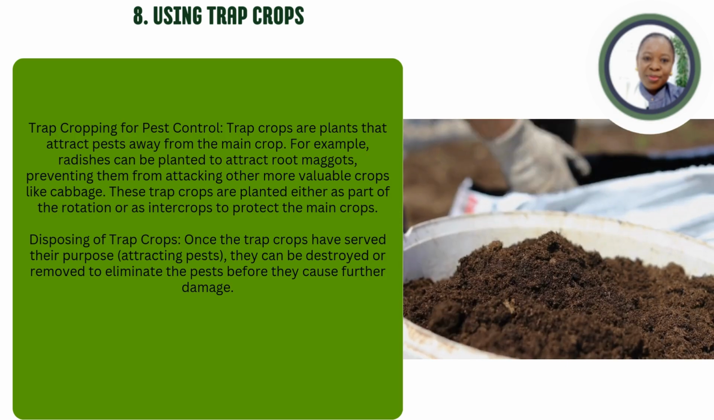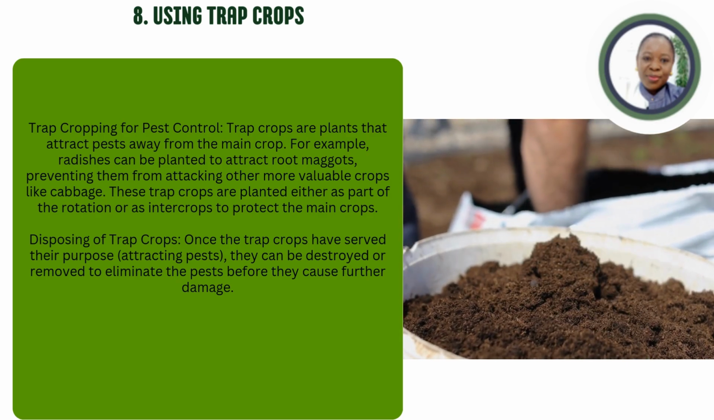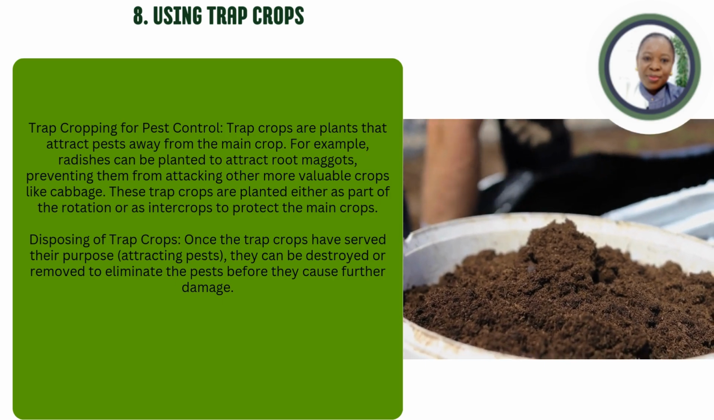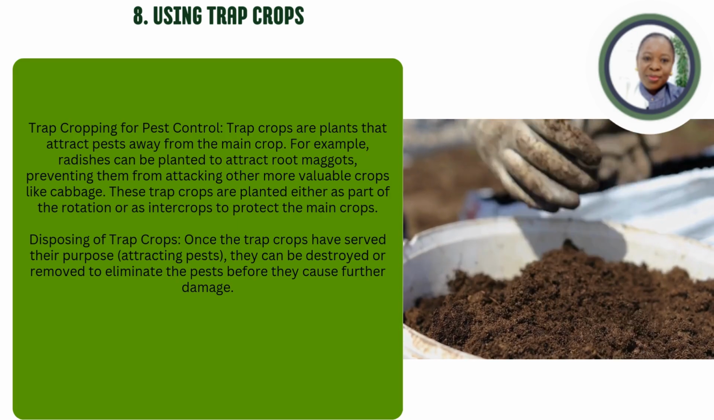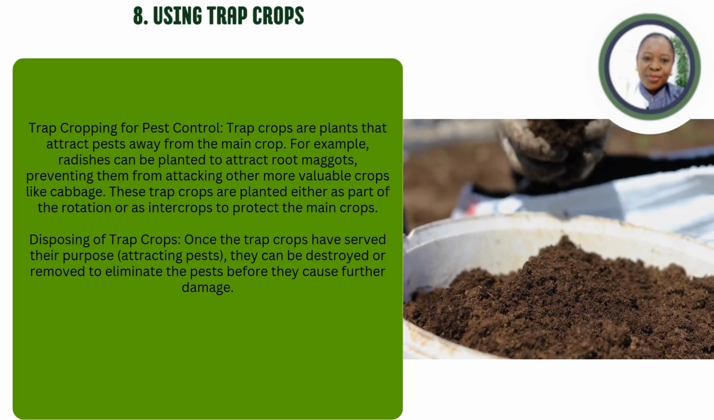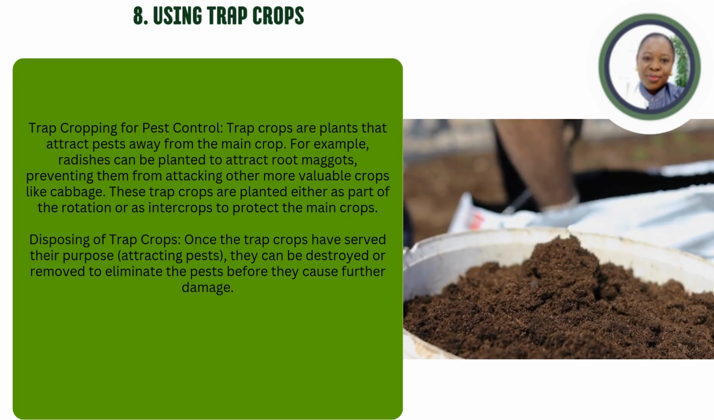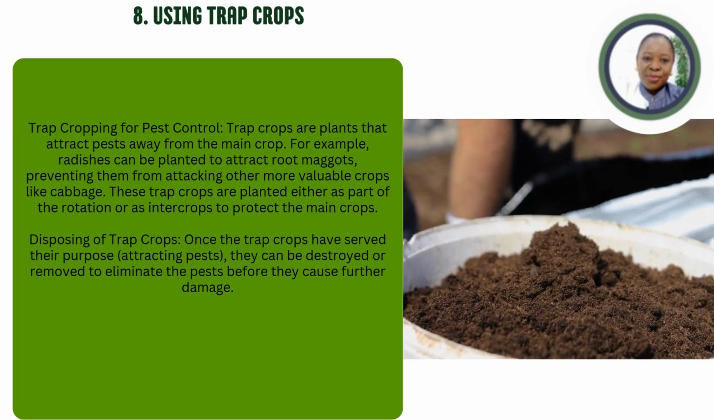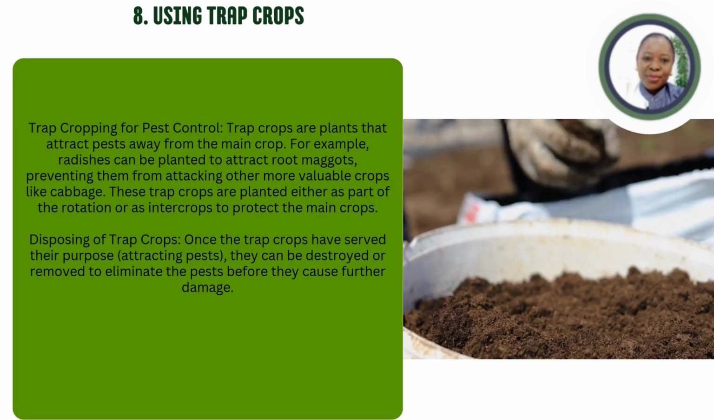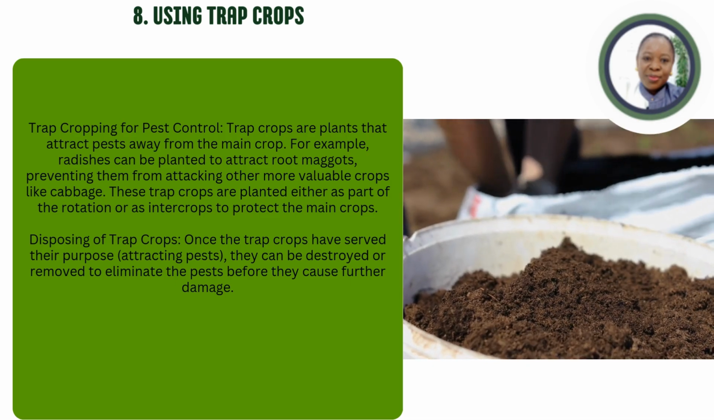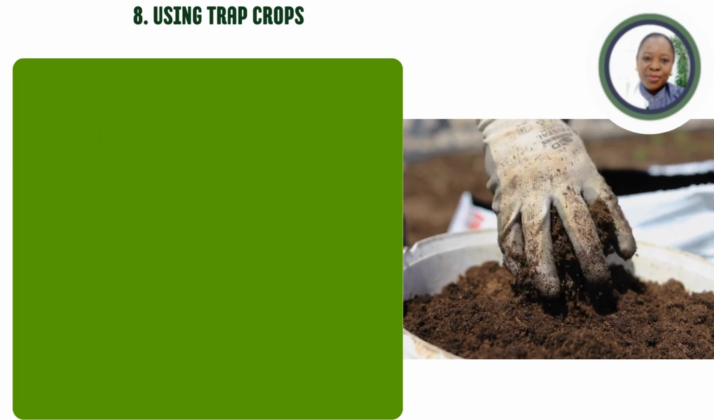Trap crops are plants that attract pests away from the main crops. For example, radishes can be planted to attract root maggots, preventing them from attacking other more valuable crops like cabbage. These trap crops are planted either as part of the rotation or as intercrops to protect the main crops. Disposing of trap crops. Once the trap crops have served their purpose of attracting pests, they can be destroyed or removed to eliminate the pests before they cause further damage.